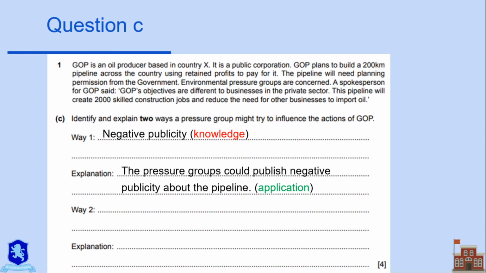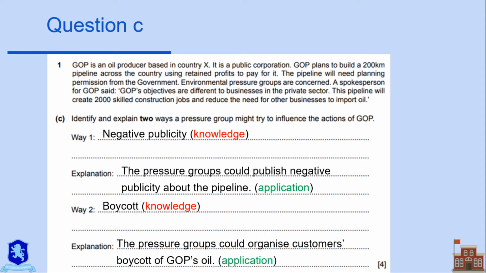For example, you can write boycott, because the pressure groups can boycott this business. In explanation, you can write the pressure groups could organize customers' boycott of GOP's oil. Oil is the reference to the business because there is a reference to oil in the text. If you do this, you'll get 2 marks for knowledge and 2 marks for application.